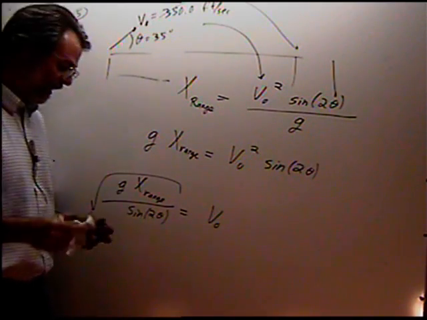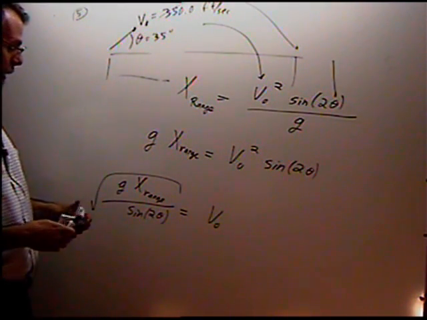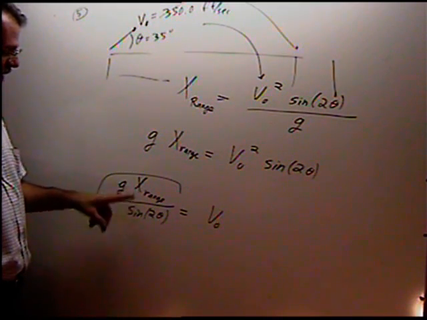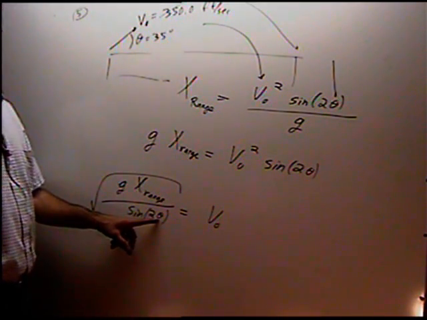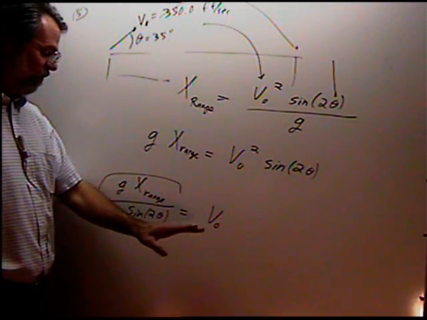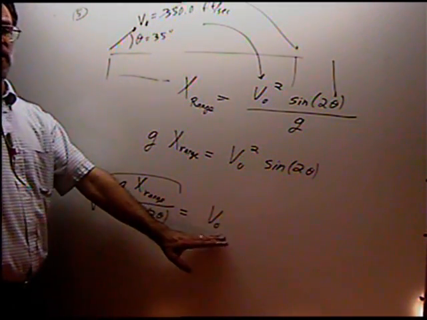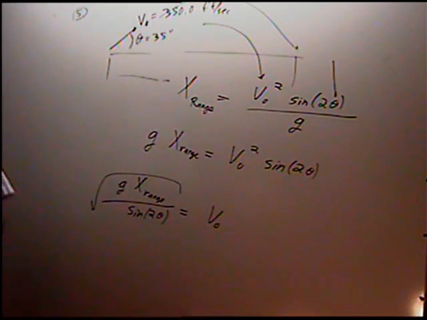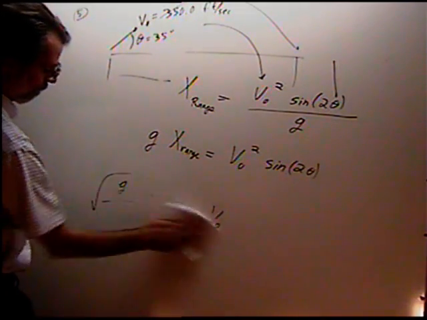Okay? And I'm not going to plug the numbers in, but you simply use this equation, you plug in the range of 31 feet, and you plug in the angle of 35 degrees, and what should pop out from this equation is the initial velocity. So that's number 6.